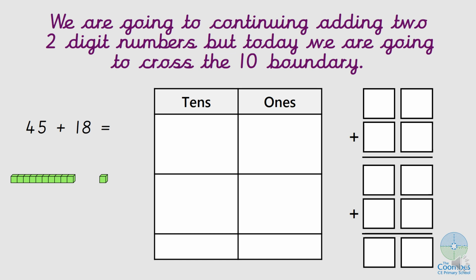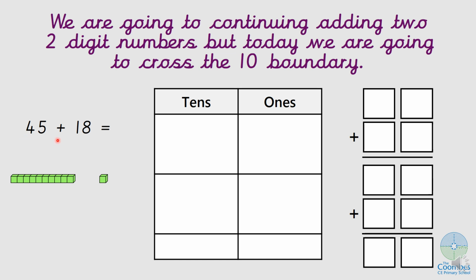So today we're going to be doing something very similar to yesterday's lesson, but this time we're going to be crossing the tens boundary as well. If you're not sure what that means yet, don't worry, you will pick it up throughout the lesson. It just means it's a little bit trickier to add these two-digit numbers together. So let's start with putting our calculation into our tens and ones grid.